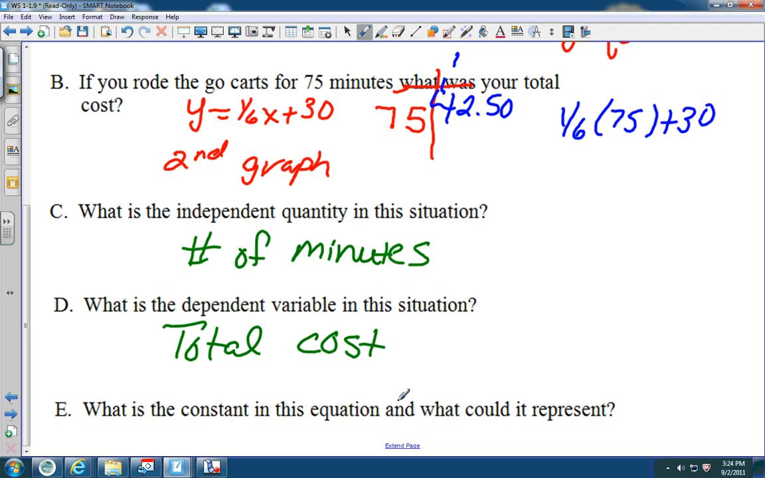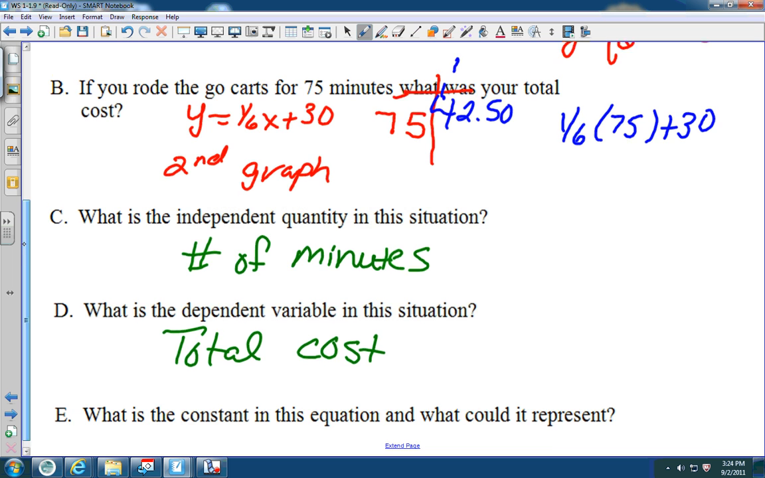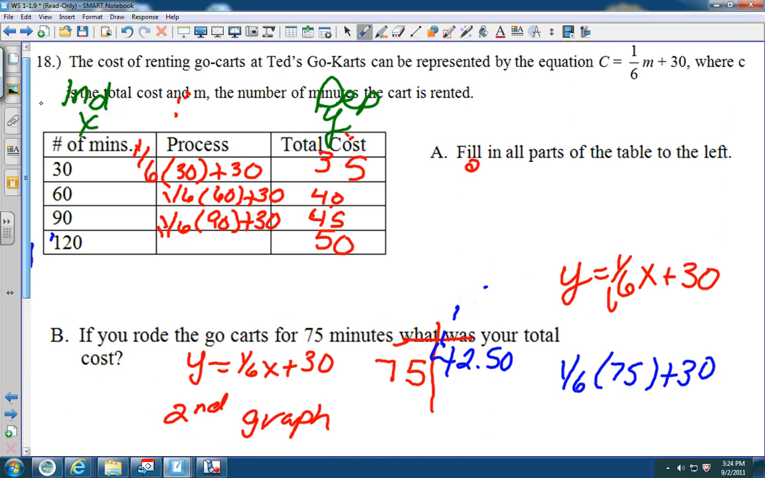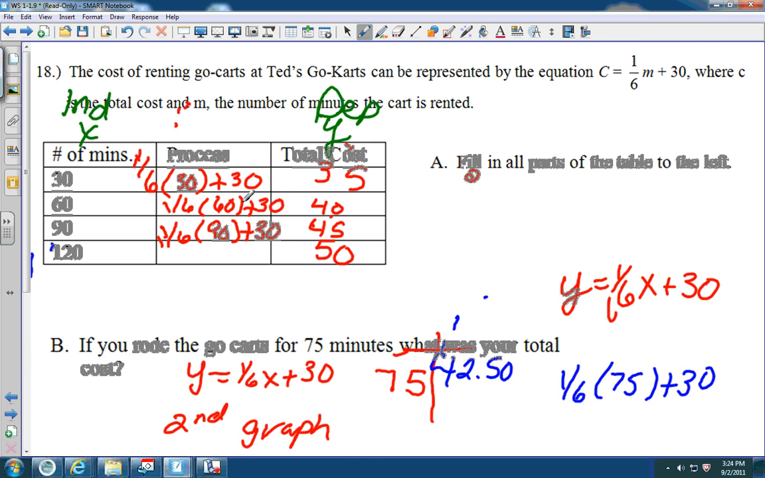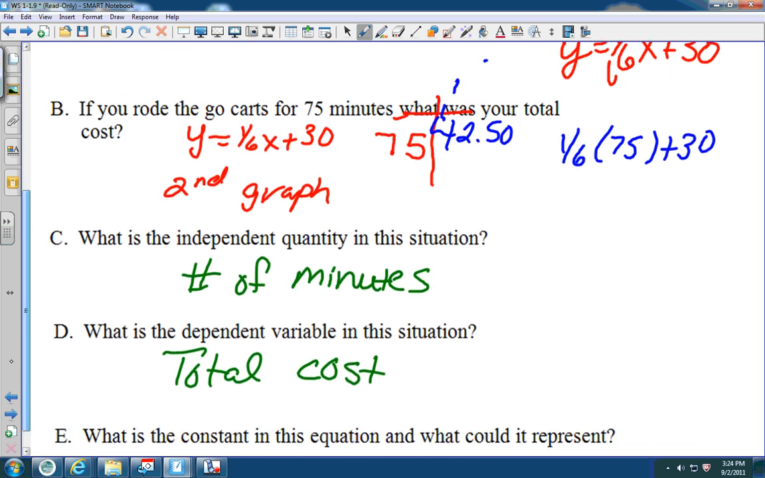Now it says, what is the constant in the equation and what could it represent? The constant. Okay, I've got 30 right here. And that's my constant. It's the thing you pay one time. Maybe you're renting the go-karts to go on the beach or somewhere down a road on an island. So I would think that it was a deposit.